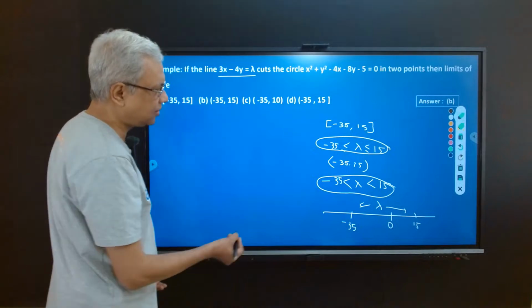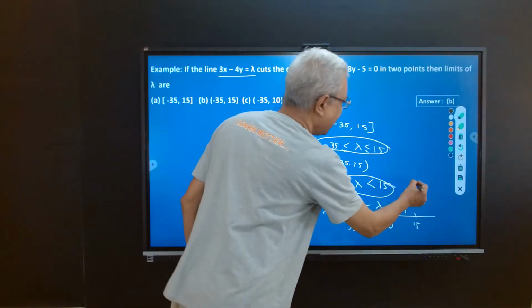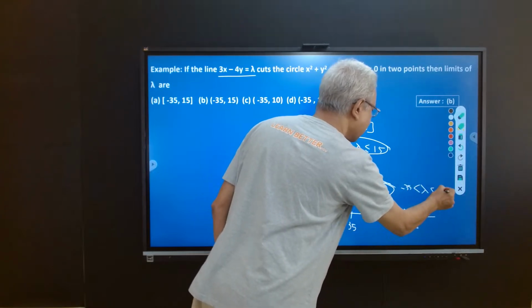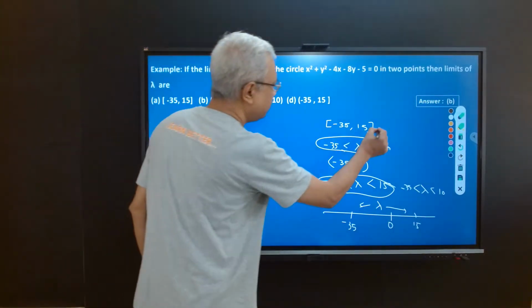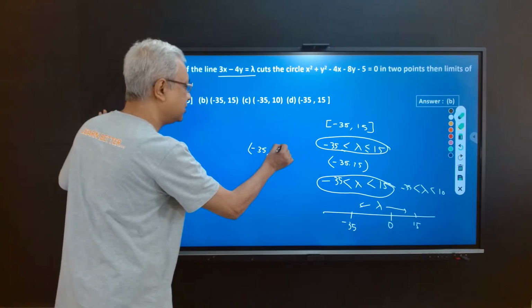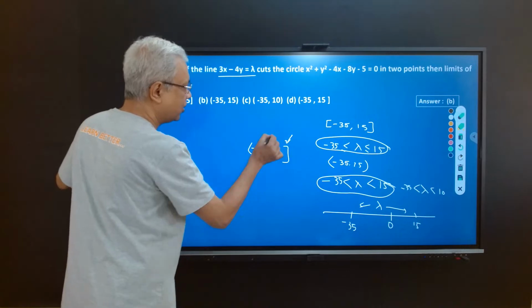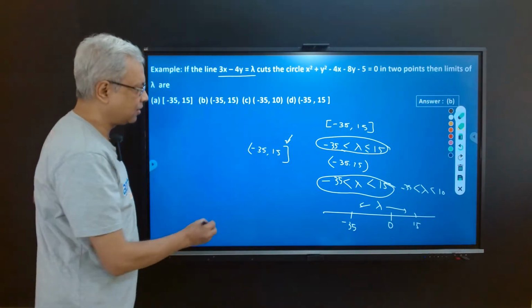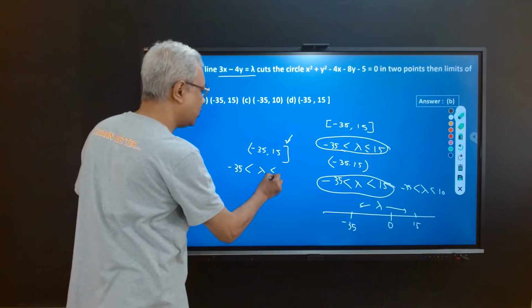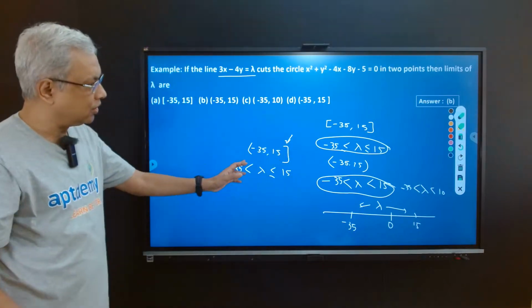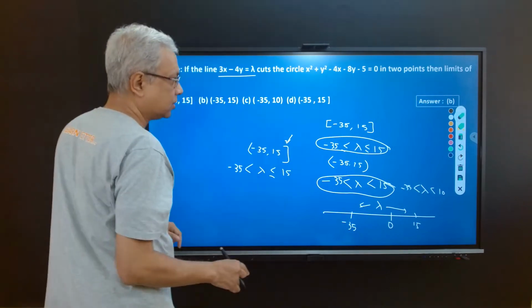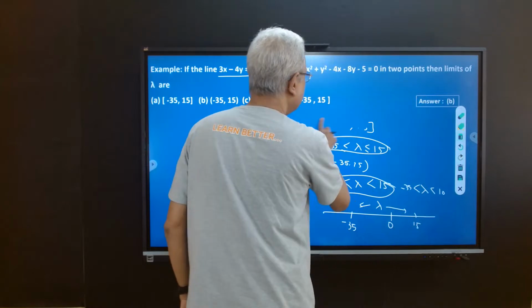Then the third case is again an open interval. So here lambda is greater than minus 35 but less than 10. And the fourth case is a bit different. It is minus 35 to 15. See the symbol here, it is a square bracket. That means here lambda is more than minus 35 but less than or equal to 15. So these are the four situations. This is one very interesting point to be noted. All right, now let us come straight to the problem.